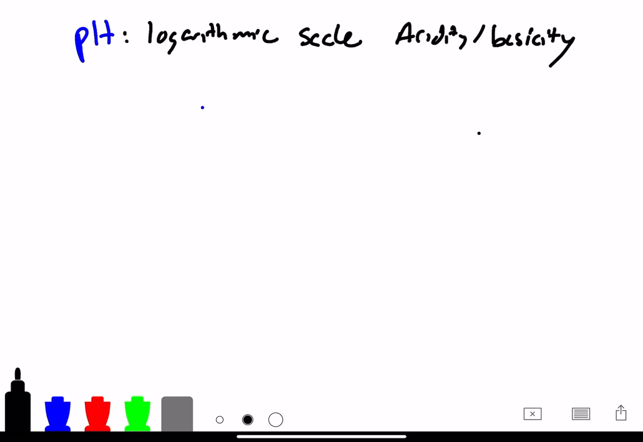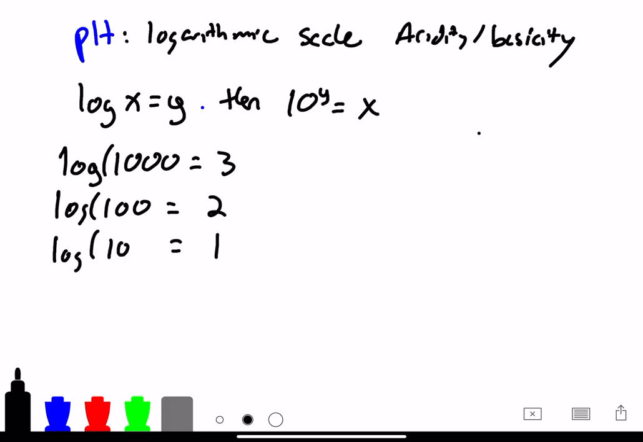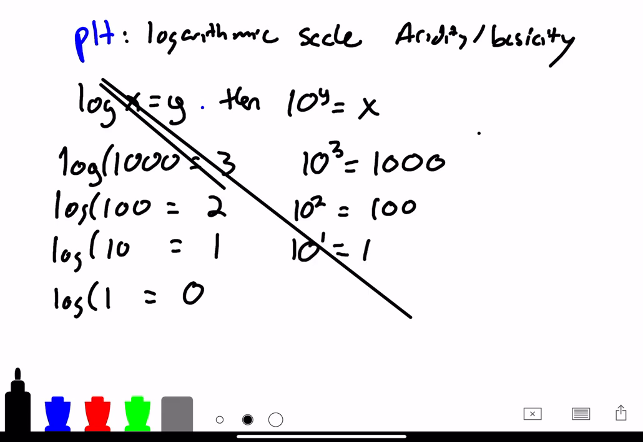So if you remember from the very first homework assignment I ever gave you, I showed you that the log of x is equal to y, so then 10 to the y is equal to x. So what this looks like, if I had log of 1,000, well, that would equal 3. The log of 100 would equal 2. The log of 10 would equal 1. And the log of 1 would equal 0. Likewise, if I take 10 and raise it to the third power, that's equal to 1,000. 10 to the second power is equal to 100. 10 to the first power is equal to 10. And then 10 to the 0 power is equal to 1. Okay, so this is what a log base 10 is.